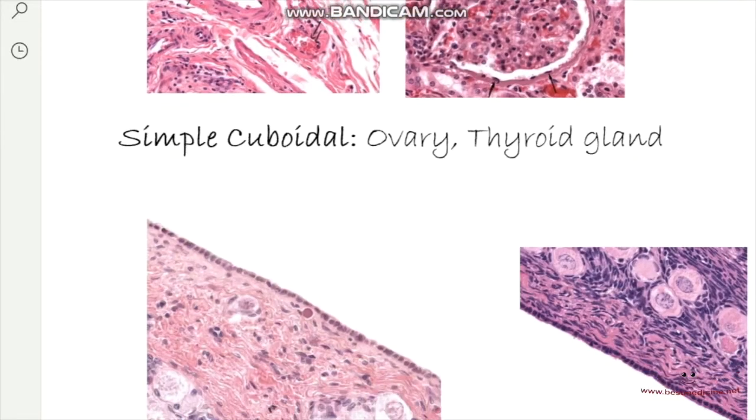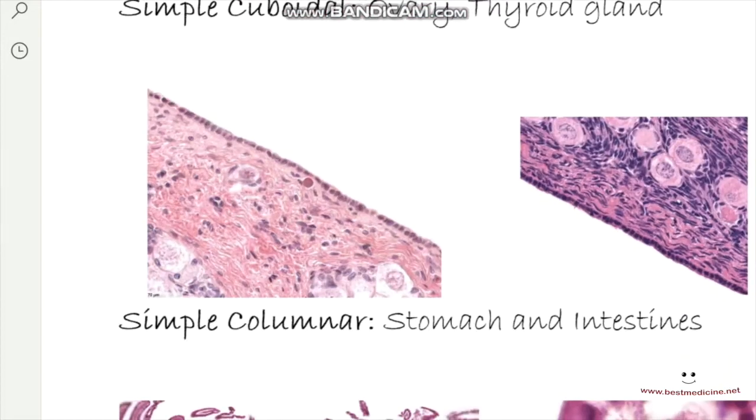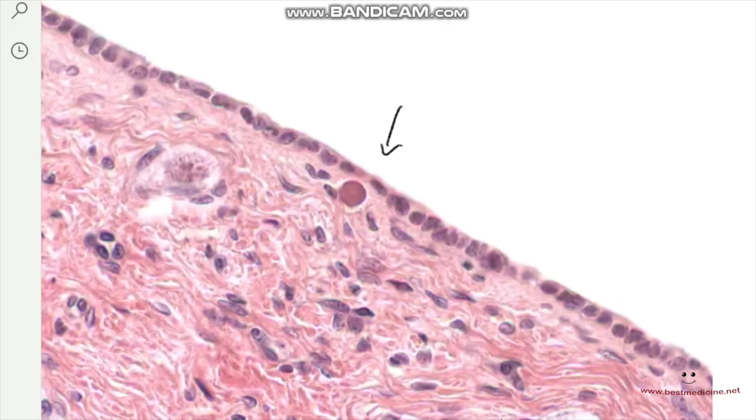Next one, we have simple cuboidal. So this would be a single layer of cuboidal cells, usually present in ovary and thyroid gland. I have two images from the surface of the ovary, so let's zoom into this. Here you can see that there are cells that we can actually identify. These are not very flattened, and not very difficult to see. These are easily seen, and they look even from all sides, not large columns, neither flattened. So these are simple cuboidal layer of cells found in the ovary.